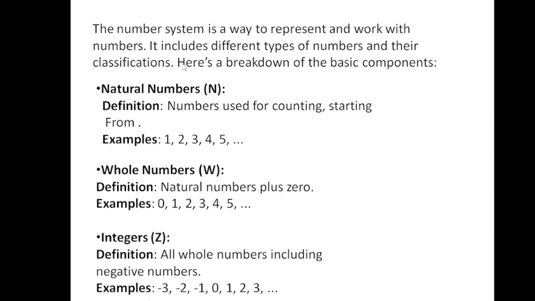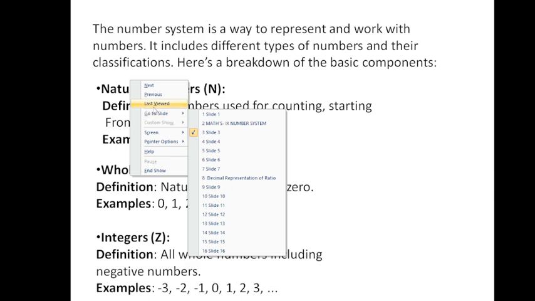So, number system. What is a number system? Actually, a number system is a way to represent and work with numbers. It includes different types of numbers and their classifications. Here's a breakdown of the basic components. Natural numbers.